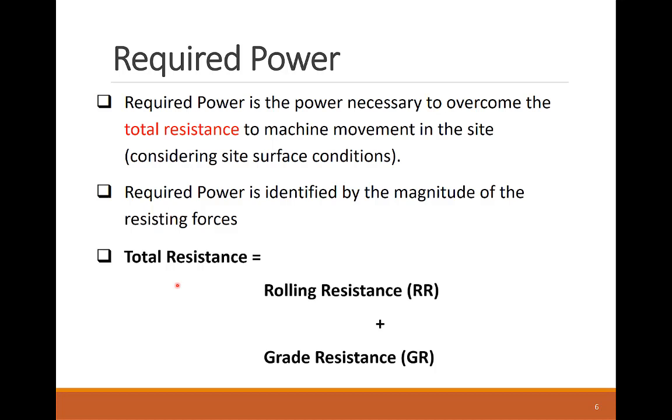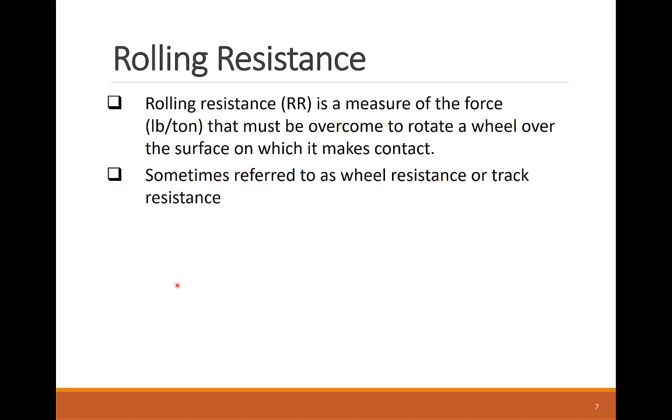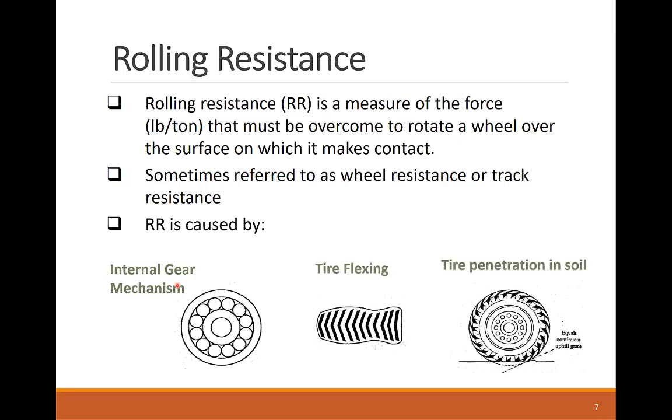To move forward, we'll consider the total resistance to be made of rolling resistance and grade resistance. From its name, rolling resistance is the resistance that is experienced to roll the equipment, wheel, or track. Rolling resistance sources include the internal gear mechanism to deliver the power from the engine to the wheel, the flexing of the tire on the road surface, and the penetration of the tire in the soil.